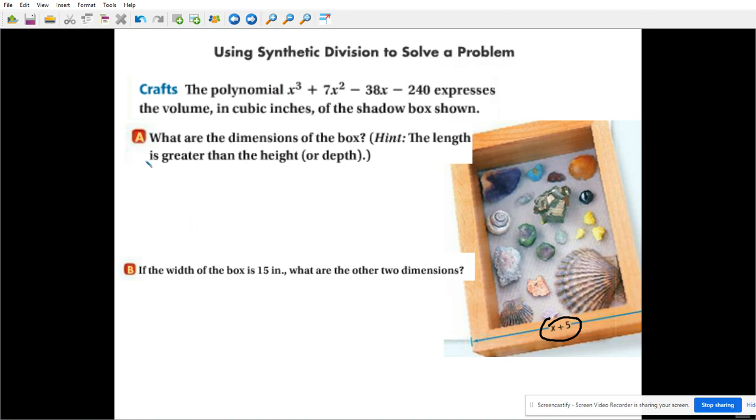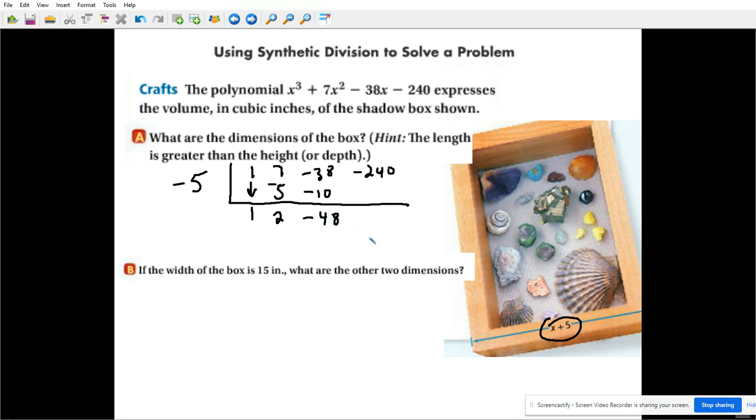So what would go on the outside? A -5. Again, why is it a -5? Because it's the opposite of the factor. So on the inside I've got a 1, that's the coefficient of the first term, a 7, a -38, and a -240. I drop the first term. I multiply. I add down. I multiply. I add down.